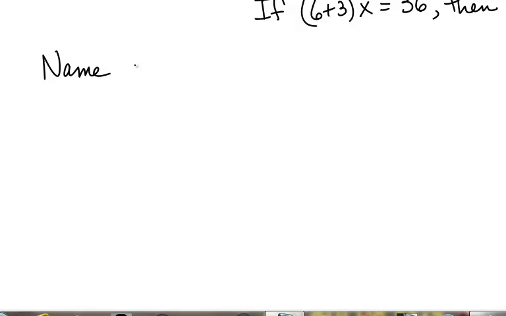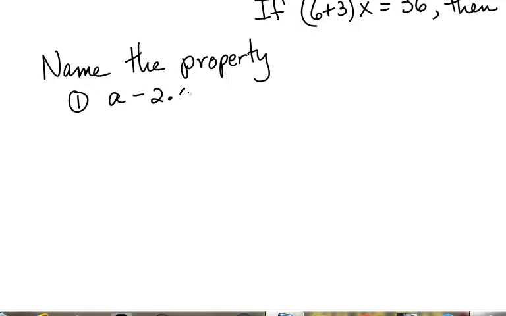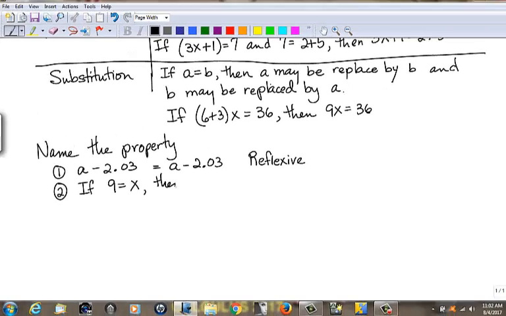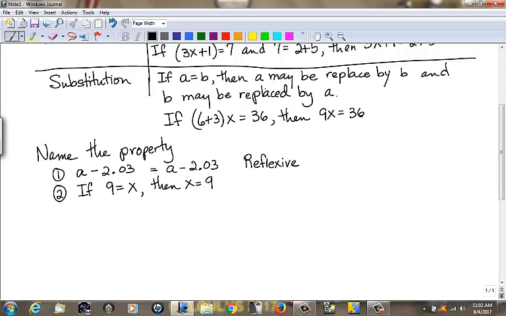Okay, then let's look at a couple of examples. The author will give you directions. It'll just say name the property. An example, let's say I have a minus 2.03 equals a minus 2.03. Okay, it's the same thing on both sides. Okay, it's equal to itself. That's reflexive. Another example, if 9 equals x, then x equals 9. They change places around an equal sign, and that one fits. If a equals b, then b equals a. That is symmetric.